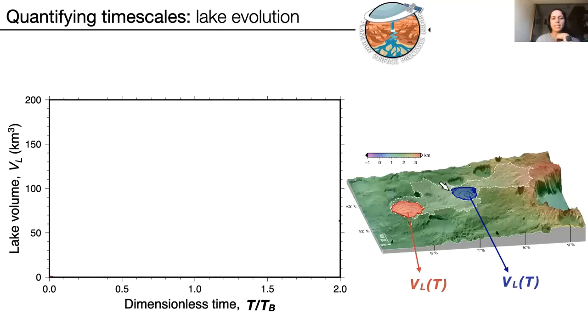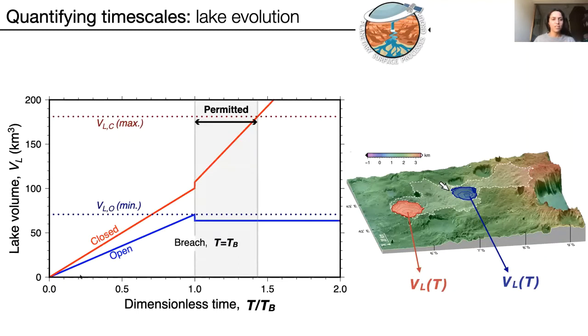One way to look at this is to examine how the lake volumes of both lakes in a coupled system vary over time, so this VL, or lake volume, as a function of T. On the x-axis, we won't look at absolute timescales, but at this dimensionless time, which is just time after breaching, where the breaching time is here at this one value. And on the y-axis, we just have the lake volumes. So what do these lake volumes look like over time relative to the breaching? I'll take you through this.